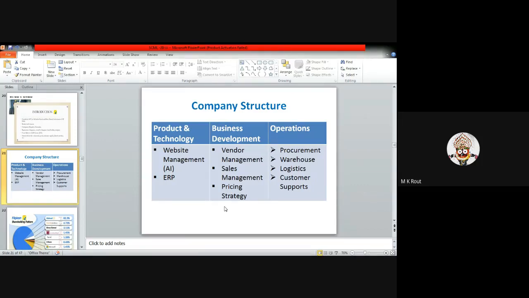In case of business development, they are focused on vendor management. Here, the topics we have already discussed: vendor management, vendor development, vendor certification procedure. The next is vendor development and vendor relationship management. That is the most important part. The next part is sales management, and the last one is pricing strategy.